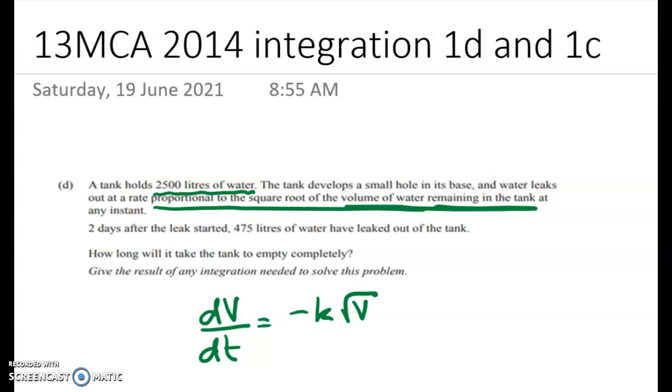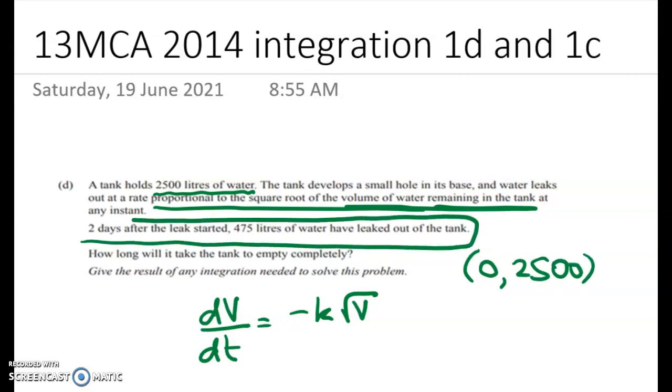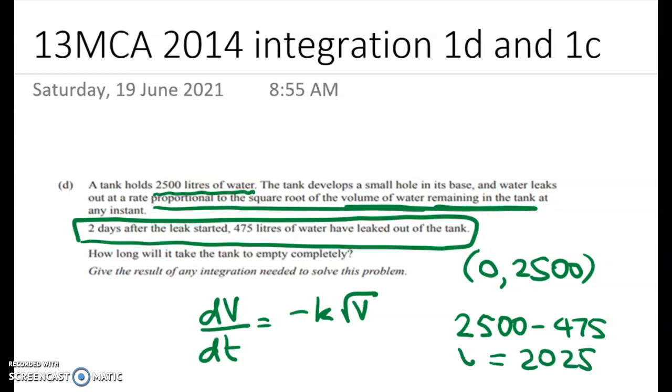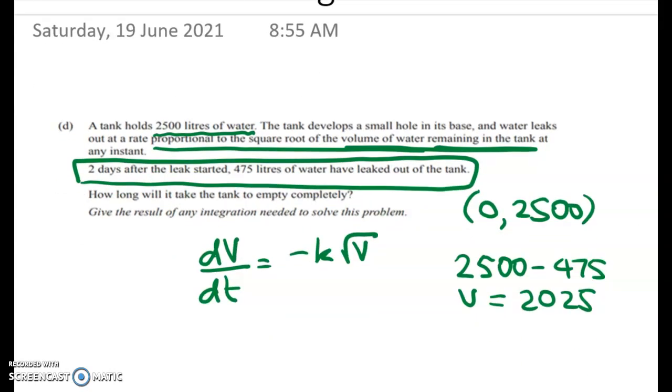And we've got a couple of points on the curve. At t equals 0, the volume is 2,500. Then 2 days after the leak started, 475 litres have leaked out of the tank. Be really careful with that. That means we've got 2,500 minus 475, which is 2,025 litres after 2 days. So the second point we're going to use is this one here. You should have a feel by now that we're going to end up with two constants: the first is this k, and the next one will be the plus c that I get.